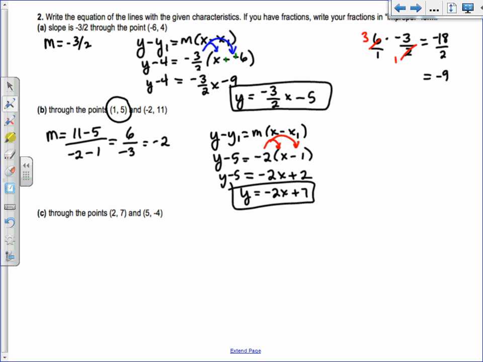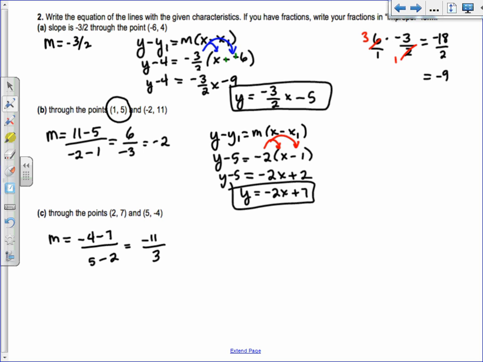All right, through the points (2, 7) and (5, -4). My slope is going to be y2 minus y1, so negative 4 minus 7 over 5 minus 2. So I get negative 11 over 3. Oh, man. Negative 11 over 3, that's just not pretty. We're going to go with it.